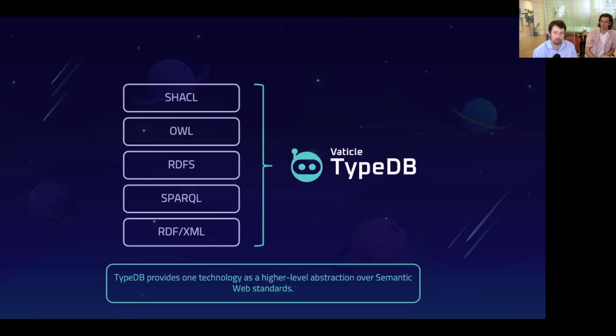So considering both approaches, when we look at TypeDB and the approach that we take to building the product, TypeDB provides one technology as a high-level abstraction over semantic web standards.